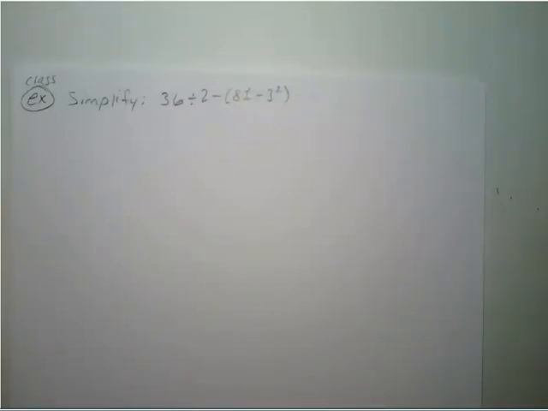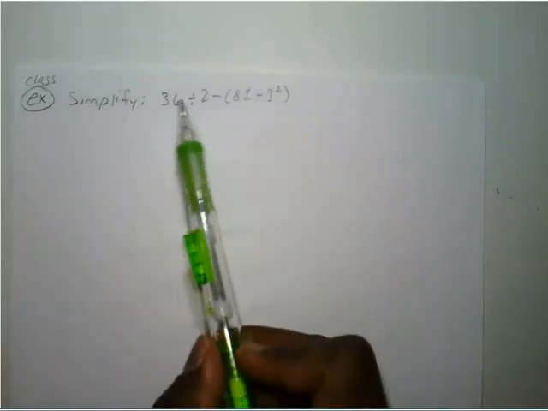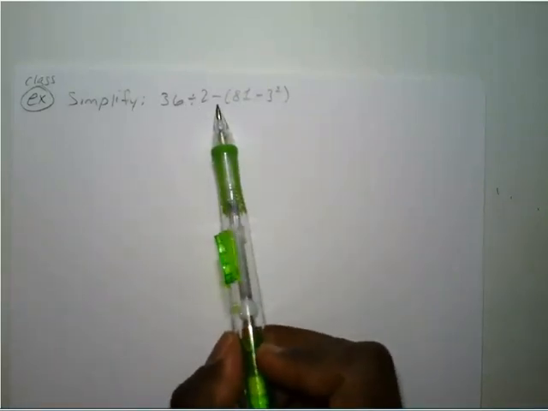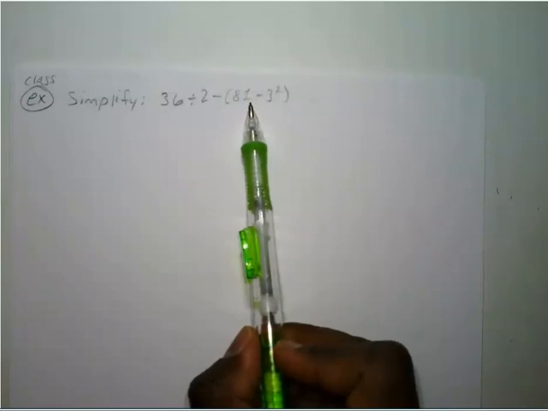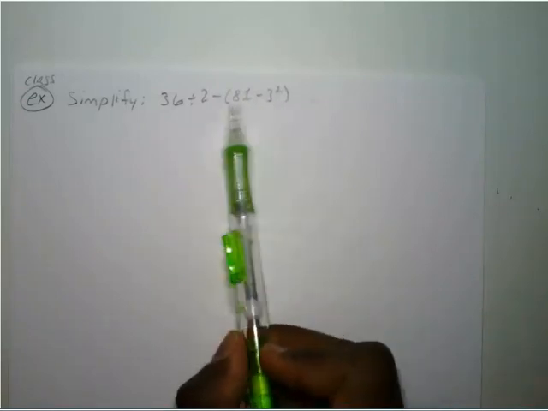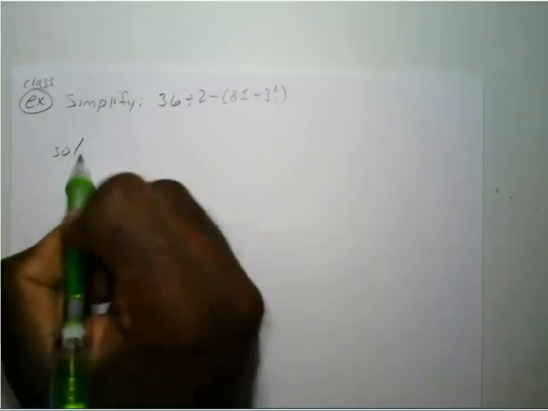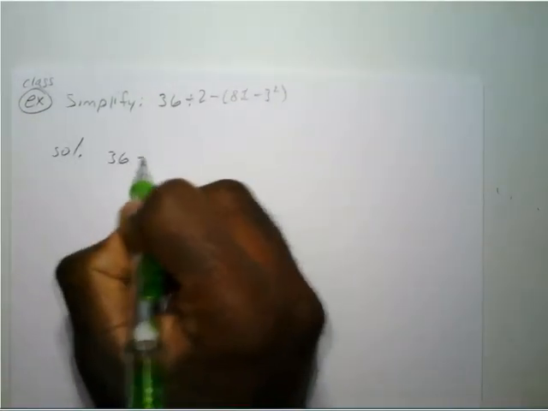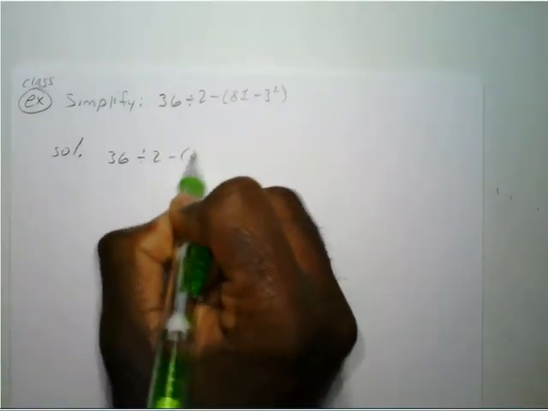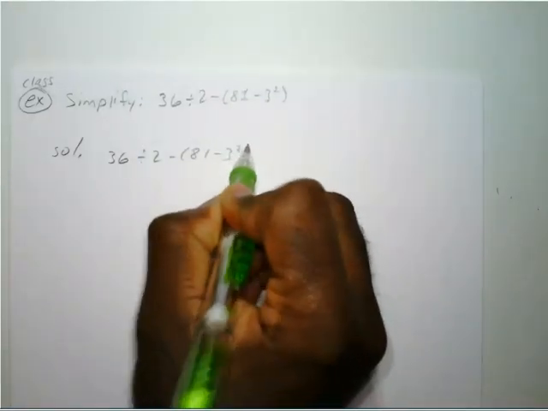All right, so what if we wanted to simplify 36 divided by 2 minus, in parentheses, 81 minus 3 squared. Okay, so once again, go ahead and press pause and try to solve this one on your own. All right, assuming you're all done, I'm just going to rewrite it. 36 divided by 2 minus 81 minus 3 squared.